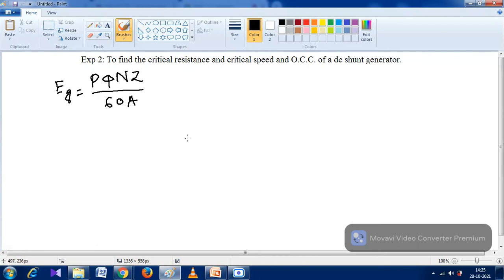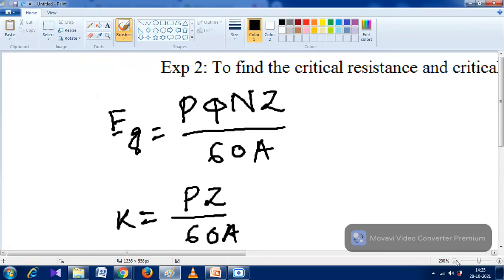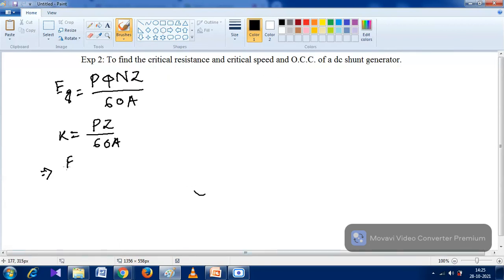When the machine is designed, the values of P, Z and 60A should be constant. So you can write EG is equal to constant times phi N. Write constant phi N.